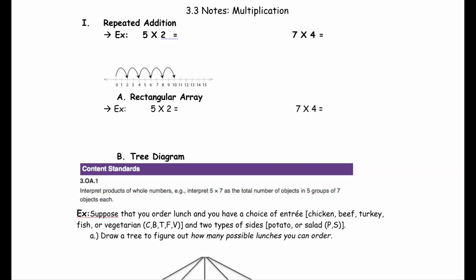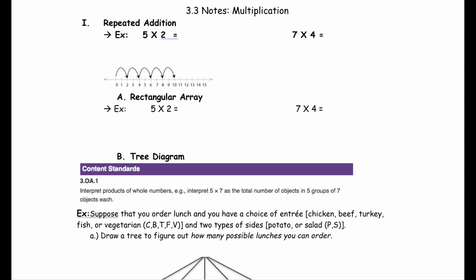Hi, so this is a video on section 3.3, which is on multiplication, and we're going to look at all different types of ways that we can teach multiplication in elementary school. We're really going to look beyond just the standard algorithm that you're probably used to using and really dive deep into different diagrams and pictures and just other different types of algorithms that are helpful for students too.